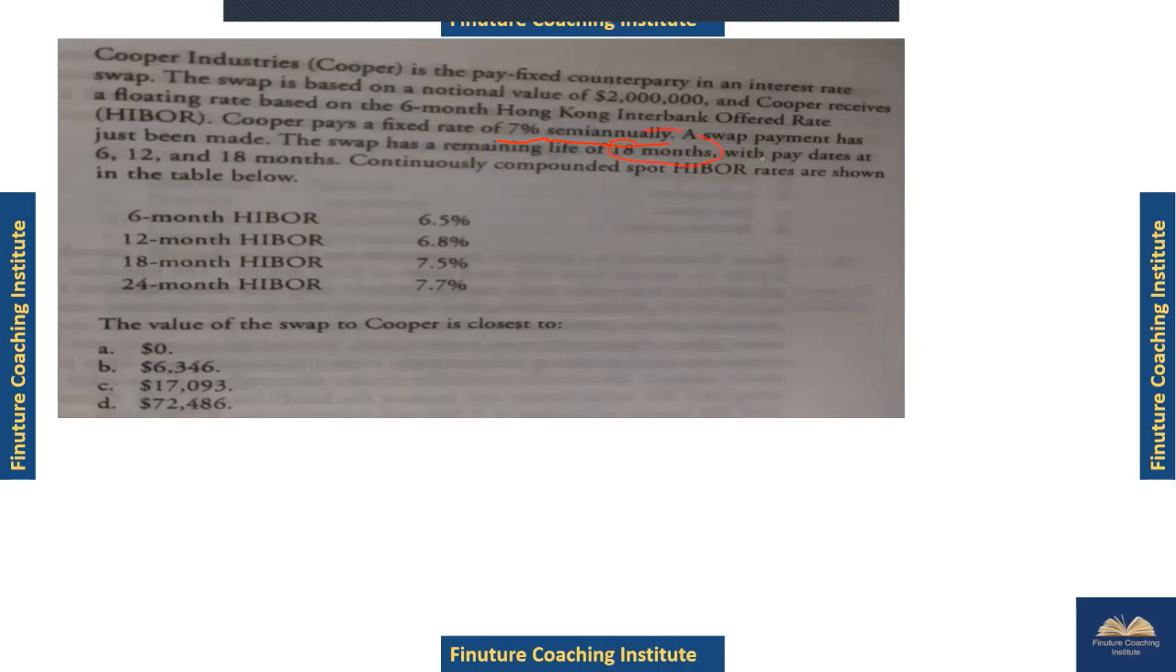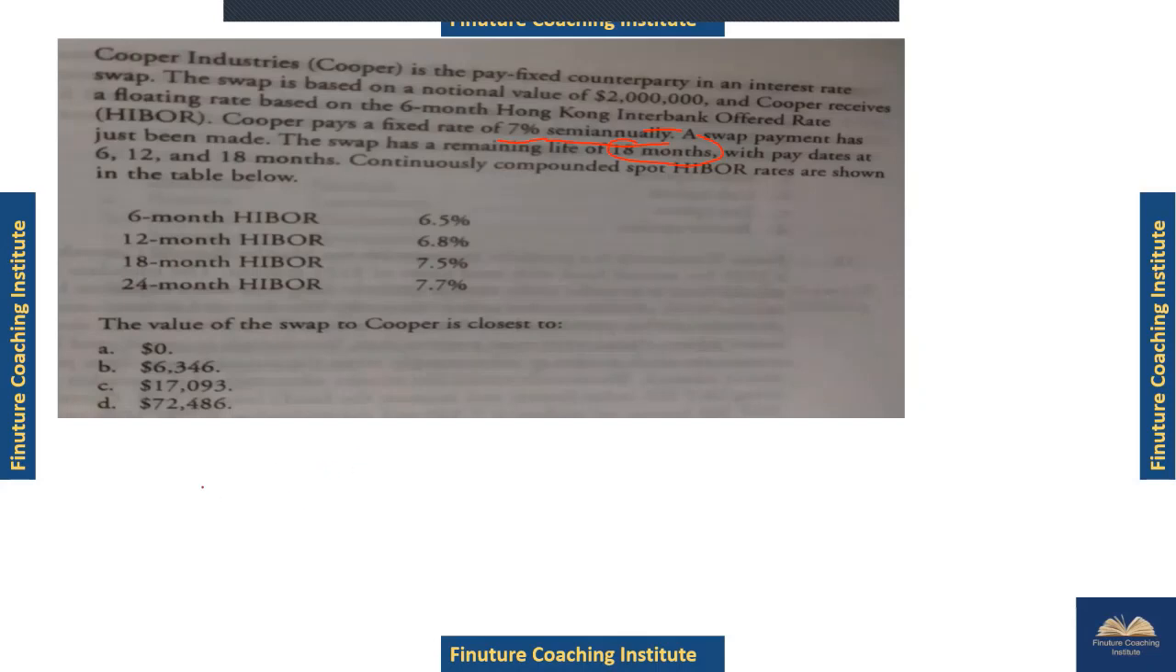Very important. I think there is another video on swap valuation in my practice question playlist, so you can have a look at that as well. Continuously compounded rates are shown below. What is the value of the swap?